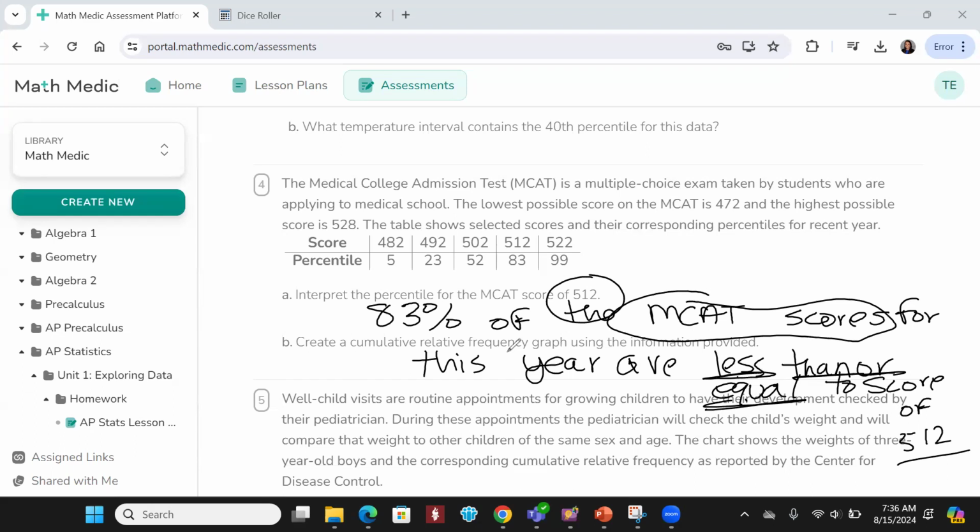All right, create a cumulative relative frequency graph using the information provided. I'm going to do that in just a second, but I do want to go over 5A, 5B, and 5C. For 5A, what did you get? 55th percentile. Well, what about 5B? 34 pounds. And then what about 5C? You got 15?